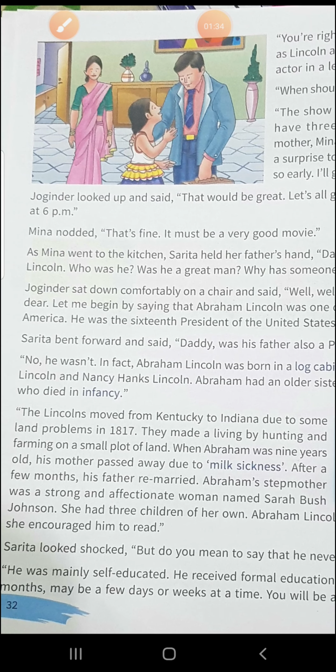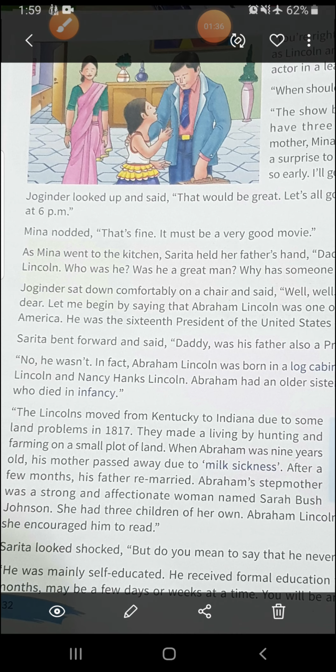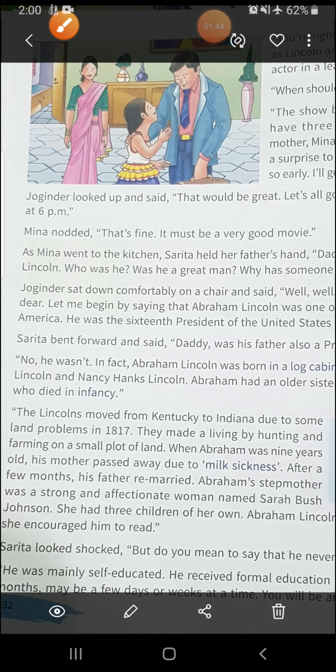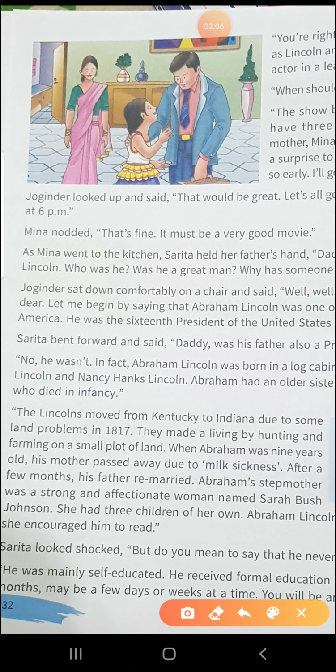We have to start from this paragraph. See here, the Lincolns moved from Kentucky to Indiana due to some land problems in 1817. So there were some land problems in Kentucky. Because of that, the whole family, Abraham Lincoln, his older sister and his parents, they all moved to Indiana in 1817. Alright. Then see here, they made living by hunting and farming on a small plot of land.